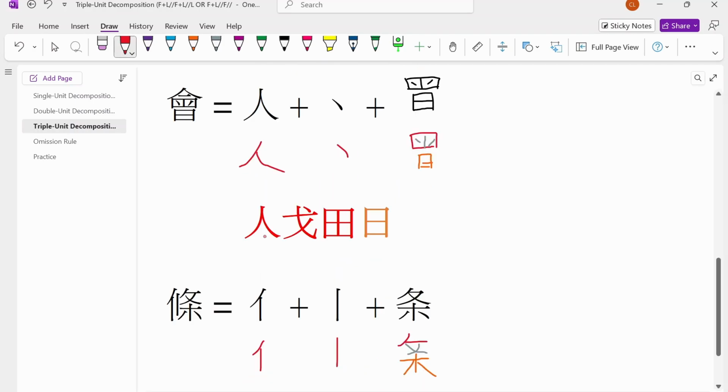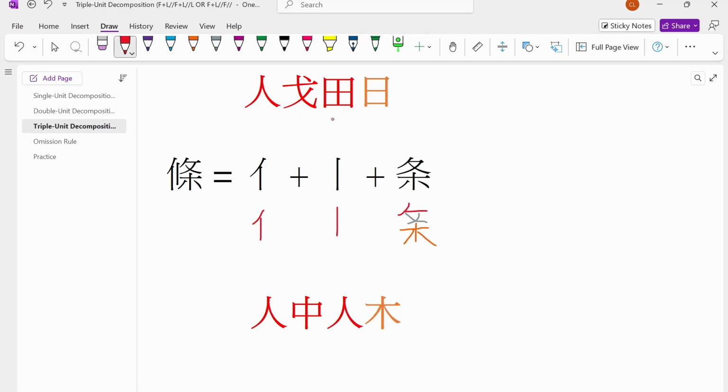However, if the second unit is only represented by 1 radical, then we use a different rule. We obtain the code by taking the first and last radical of the first unit, the only radical of the second unit, and the first and last radical of the third unit. For the character Wui, the second component is a dot, which is only represented by 1 radical. So we take the first and last radical of the first unit, the only radical of the second unit, and the first and last radical of the third unit. And if your first unit is only composed of 1 radical, then you take that one as normal. So our code is Yan Guo Tin Ya.